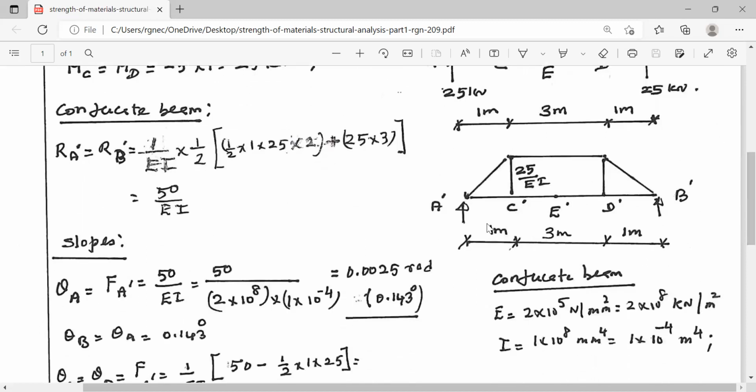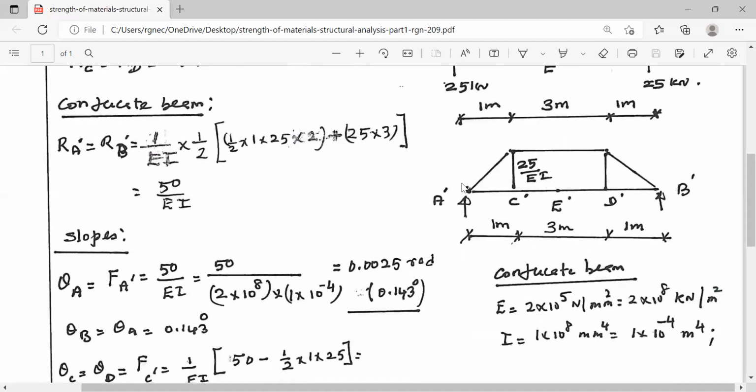Now, what is shear force at A dash? It is nothing but equal to the reaction of the conjugate beam. The conjugate beam, what is the reaction? RA dash is equal to RB dash is equal to 1 by EI is the common factor, take it outside. The reaction is contributed by the 2 triangular diagrams and 1 rectangular diagram. The area of the triangle is 1 by 2 into 1 into 25 into 2.